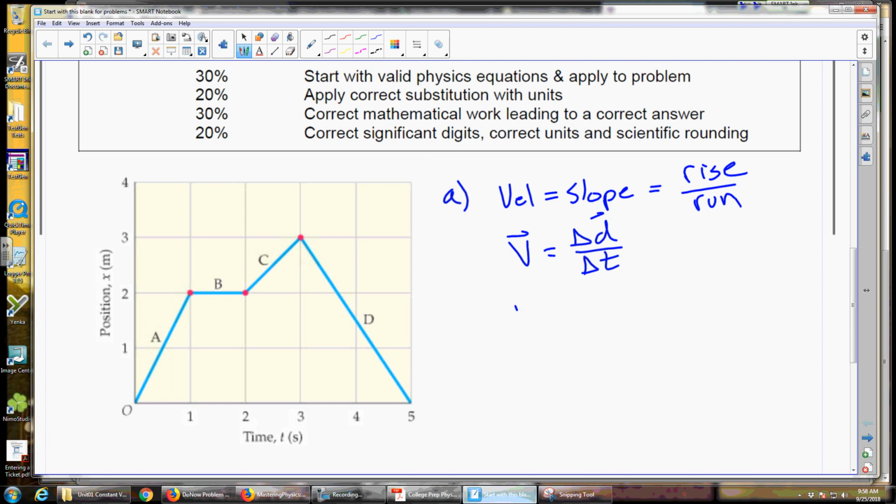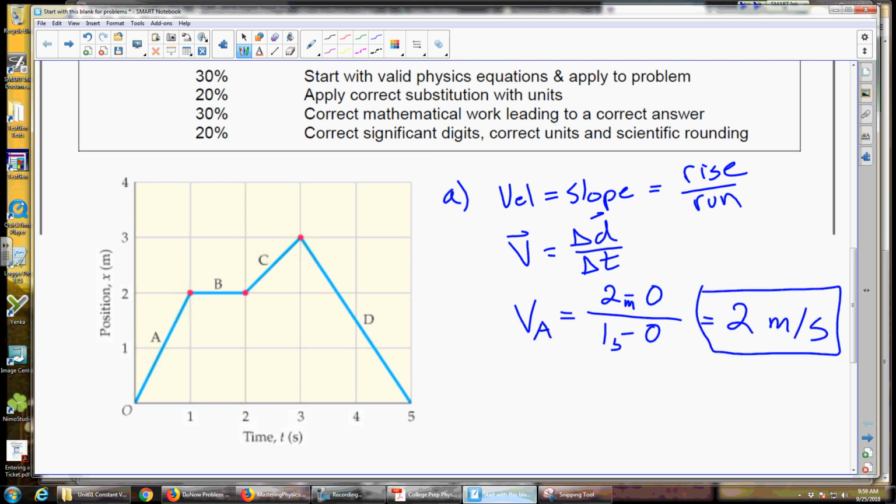So for A, velocity of segment A, I put a subscript there of A to help me identify, and I probably should use an uppercase A since they do. My rise, it goes from 0 to 2, so my rise is 2, because that's 2 minus 0. My run is 1 minus 0, and this is in meters, and this is in seconds, giving me a slope of 2 meters per second. And then I would box that answer. Good? This is the one you guys asked for, so glad to do it.